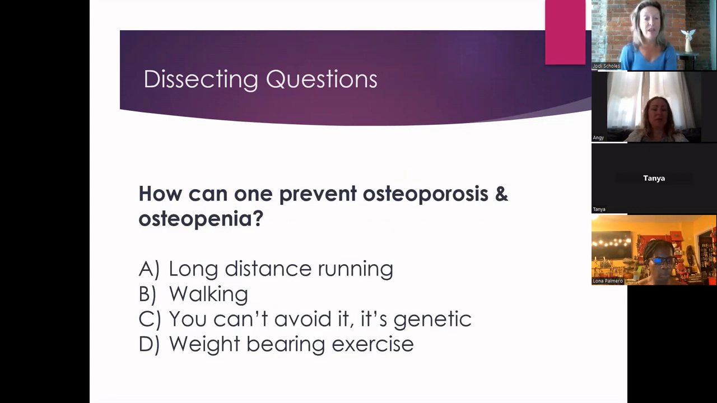How can one prevent osteoporosis and osteopenia? A, long distance running. B, walking. C, you can't really avoid it, it's genetic. D, weight-bearing exercise. Can we eliminate one wrong answer? I'm thinking you're going to be putting the right answer in there. Yes. Okay. Let's get rid of it. Angie says, let's get rid of A. We know long distance running is not a good idea for people who have osteopenia, right? We don't want to create more problems for their bones, more pressure, more wear and tear on their bones, right?